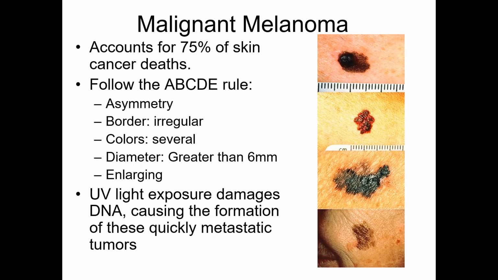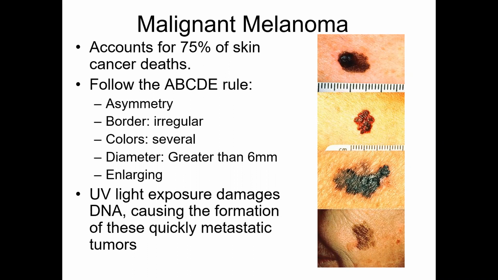So you're looking at all the little spots on your arm right now and wondering if that's cancer. So, rules here. Is it asymmetrical? Does it have an irregular border? Is it multiple colors? Bigger than 6 millimeters? And is it bigger than it was yesterday? If any of those things are true, you might want to have that looked at.